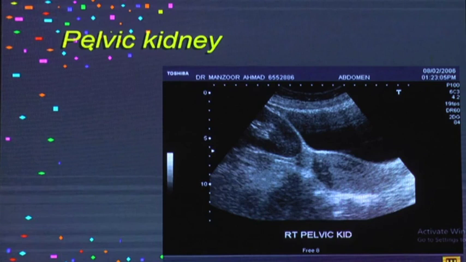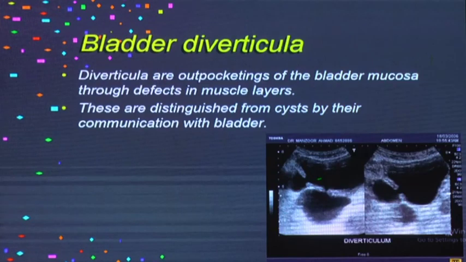The pelvic kidney, sometimes an ectopically placed kidney in the pelvis comes close to the uterus and looks like a pelvic mass. So it should be kept in mind that there may be a pelvic kidney. Bladder diverticulum, the outpocketing of the bladder wall, looks like a cyst within the pelvis, but we have to see the communication with the bladder. If there is communication with the urinary bladder, that is a diverticulum and not a pelvic cyst.